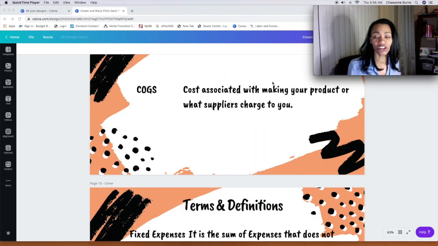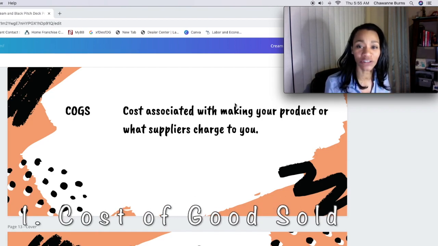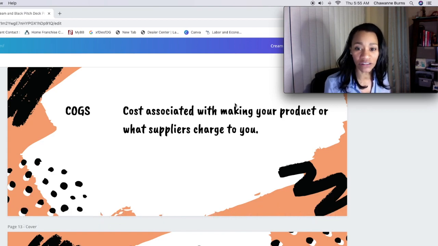So our first term is COGS, which is an acronym for cost of goods sold. This is the cost that is associated with making your product or what suppliers charge to you. Okay, so if Sally bought the product from you for $100 and your supplier charged you $40, your cost of goods sold is $40.